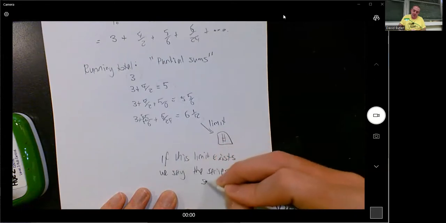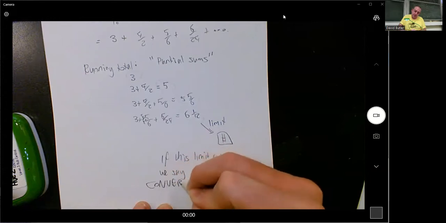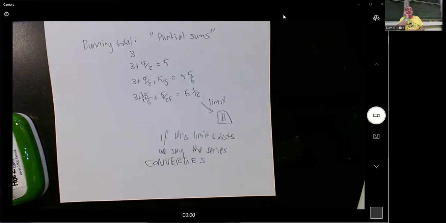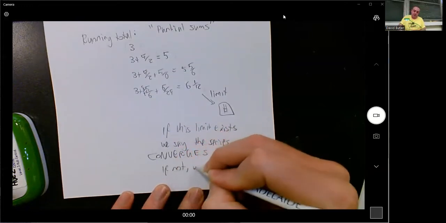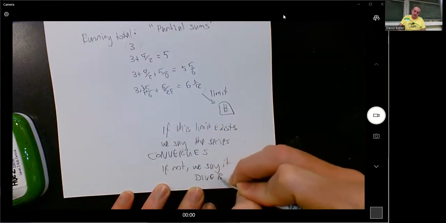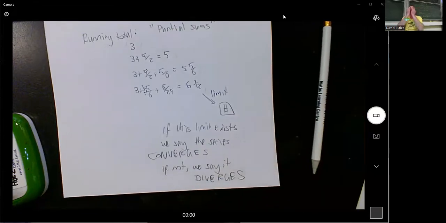You say the series converges. And if the limit doesn't exist, we say it diverges. If not, we say it diverges. Okay. Cool.